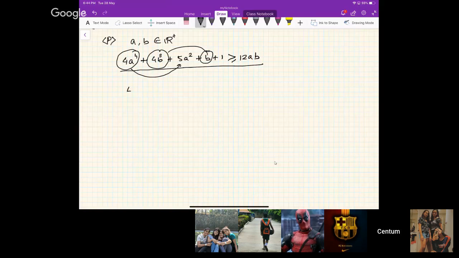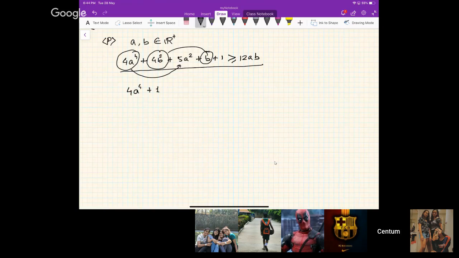So if you see 4a to the power 4 plus 1, divided by 2, is certainly greater than or equal to the square root of 4a to the power 4 into 1, isn't it? Which is equal to 2 times 2a square. So 4a to the power 4 plus 1 is greater than 4a square. Can you see something now? Okay, so this is one AM-GM inequality.